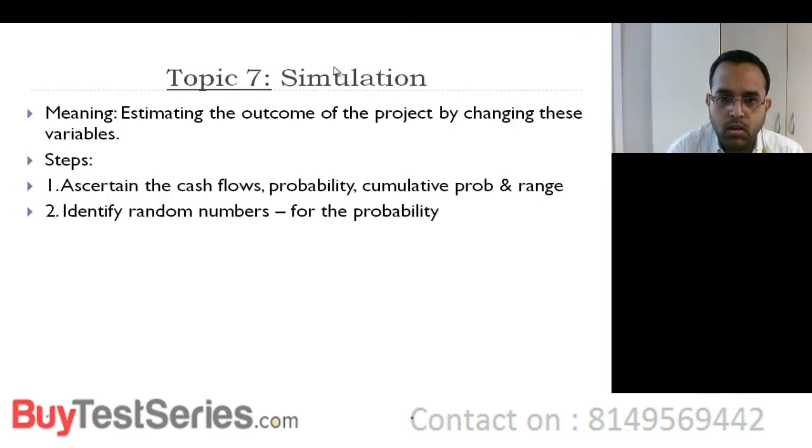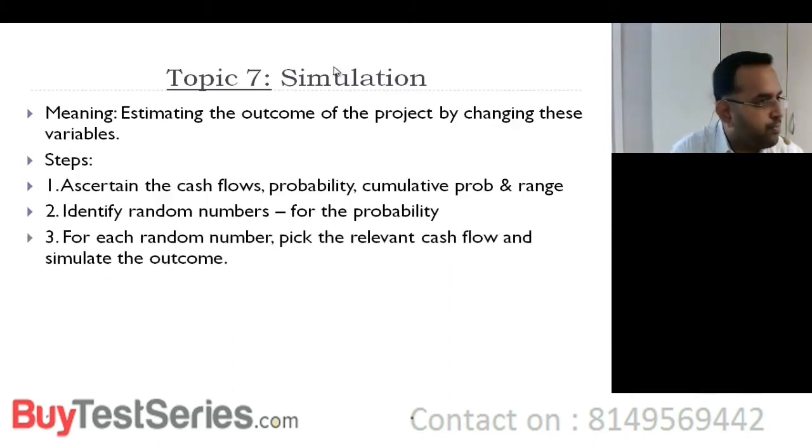Step 2, identify random numbers. Once you have the table of cash flows and range, second step is find out random numbers. You can use random number table, or you can use the rand function in Excel. Do it 5 times, do it 10 times, get some random numbers in hand. That is step 2. Step 3, for each random number, pick the relevant cash flow and simulate the outcome. That's it.